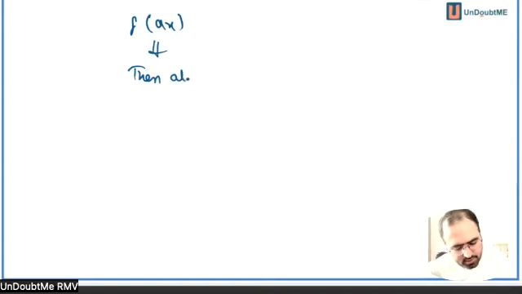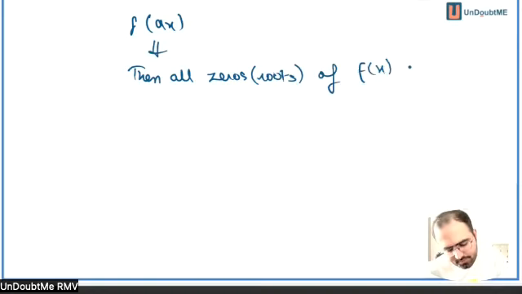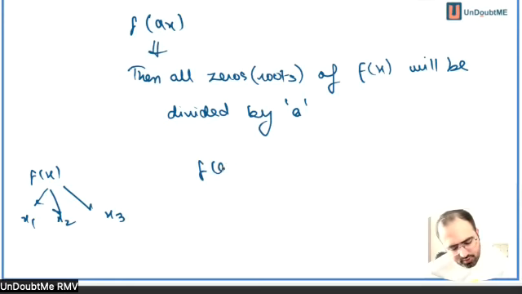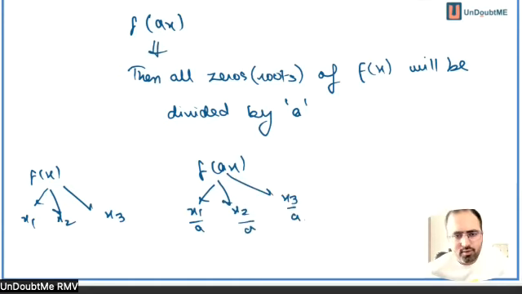then all zeros, meaning roots of fx, will be divided by a. If fx is having roots as x1, x2, and x3, so f of ax will have roots as x1 by a, x2 by a, and x3 by a. It may look a bit weird, but this is what we have done in that question. Okay, so this is connected with transformation.